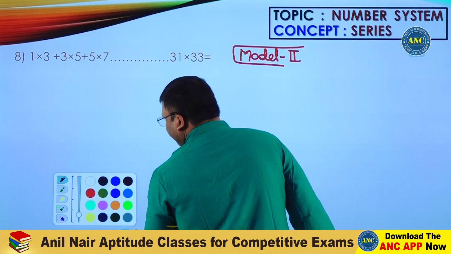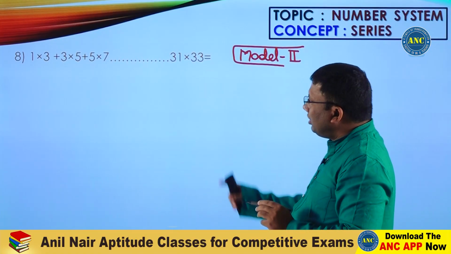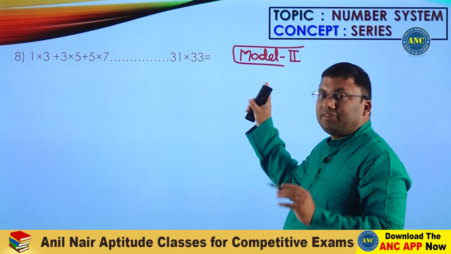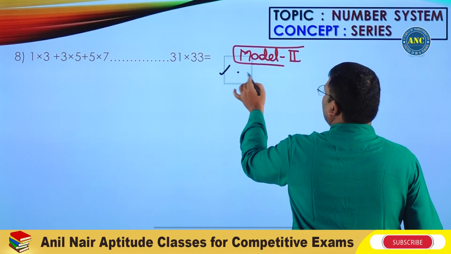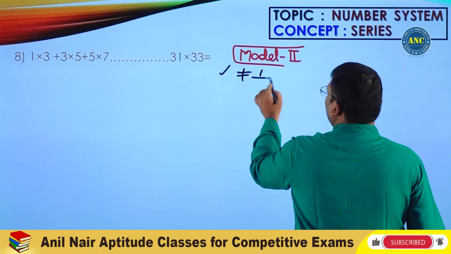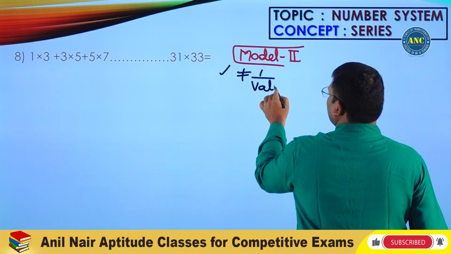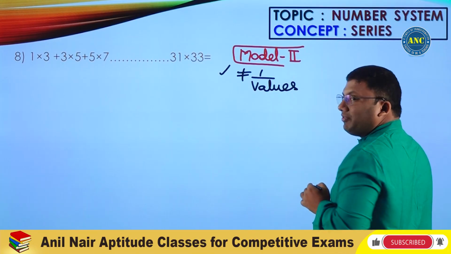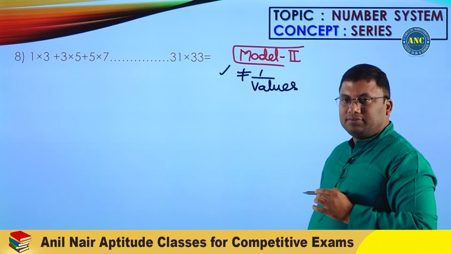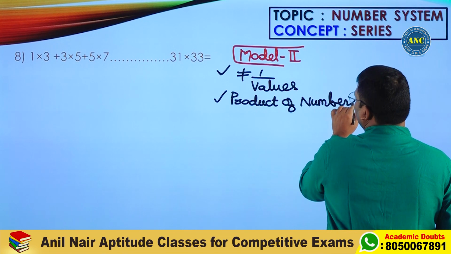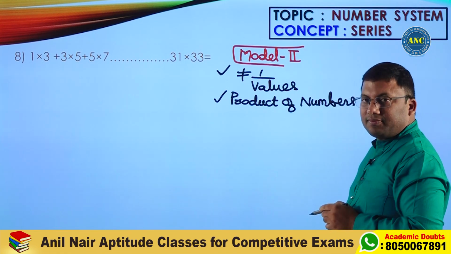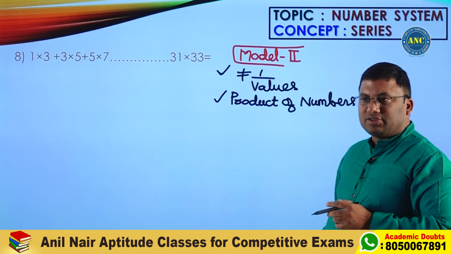First point. The questions are not of the form 1 by values. First write down: it is not of the form 1 by values. It can be 2 numbers, it can be 3 numbers, it can be 4 numbers.